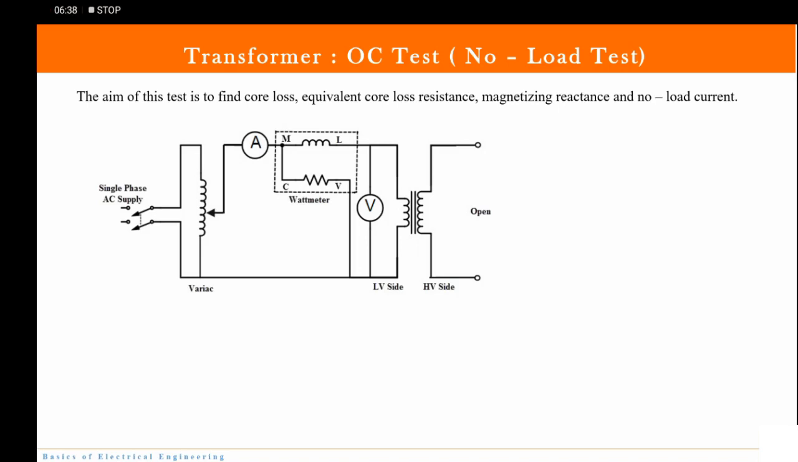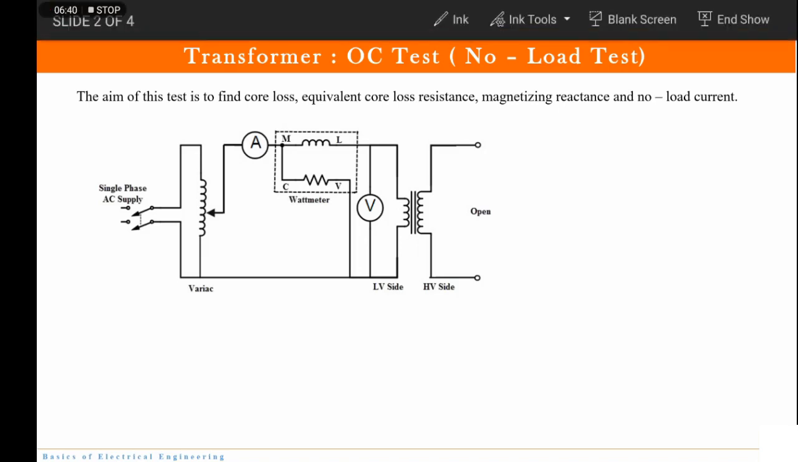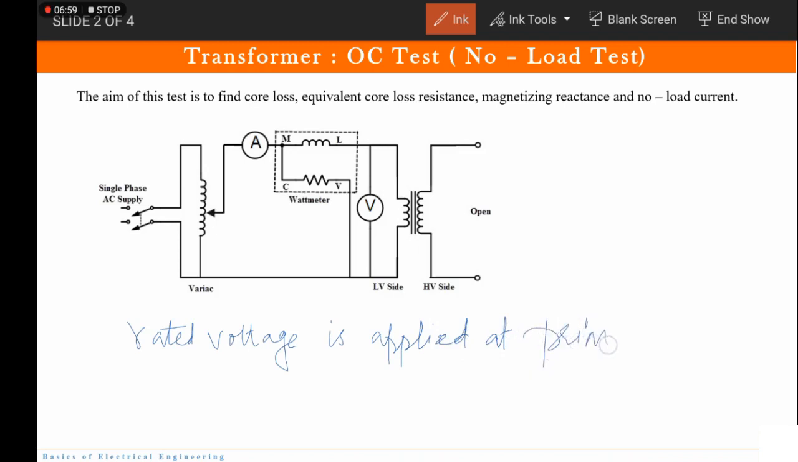Now here rated voltage is applied at the input. Please remember this: rated voltage is applied at the primary, which is the low voltage side.